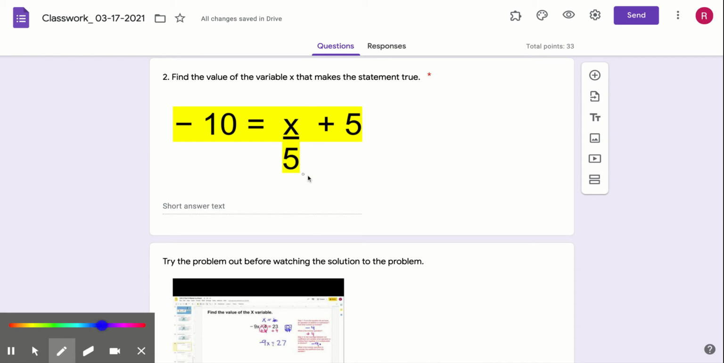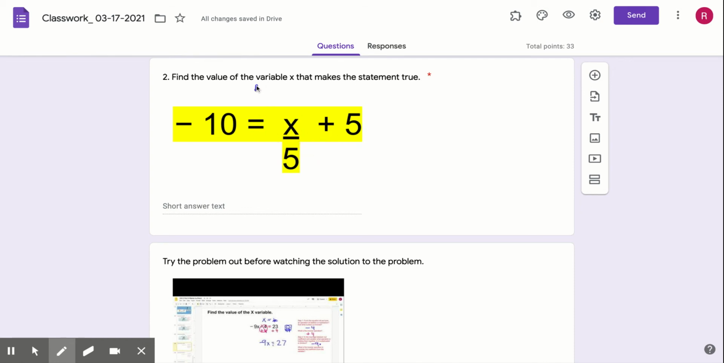You're going to see something like this. Anyways, this type of problem involves solving for x. You're solving for the variable inside a multi-step equation. It says find the variable x that makes the statement true. So we're trying to find out what x is equal to as a number.